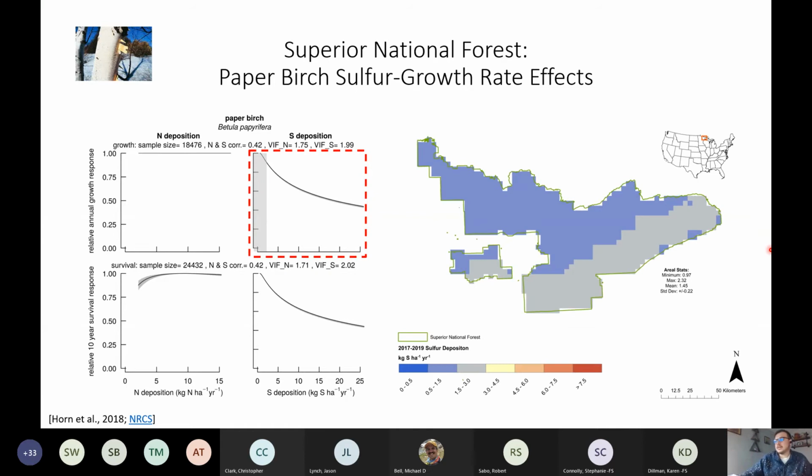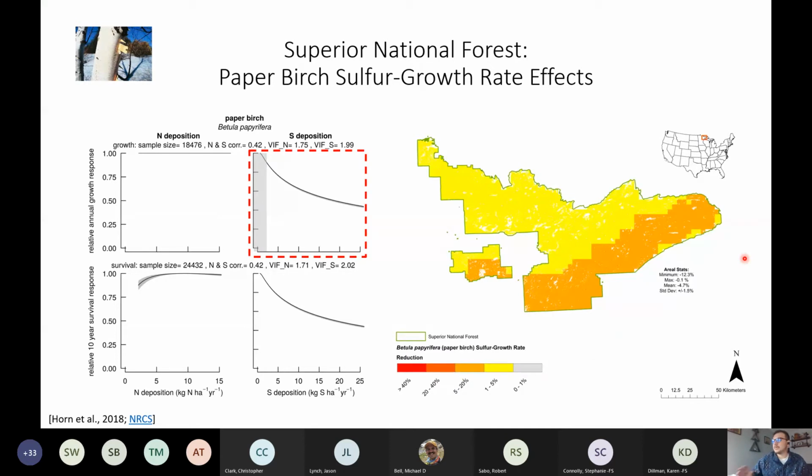So first, here we're looking at the sulfur deposition between 2017 through 19, the average. And you can see here over on the response curve itself, kind of the range of deposition that we're talking about within the given area. Obviously, paper birch's sulfur growth rate response is monotonically decreasing, so we're going to expect a negative response here. You can see within Superior, the deposition ranges from about 1 kilogram to 2.3 kilograms of sulfur per hectare per year. And so now we're going to take that deposition and apply it to paper birch.